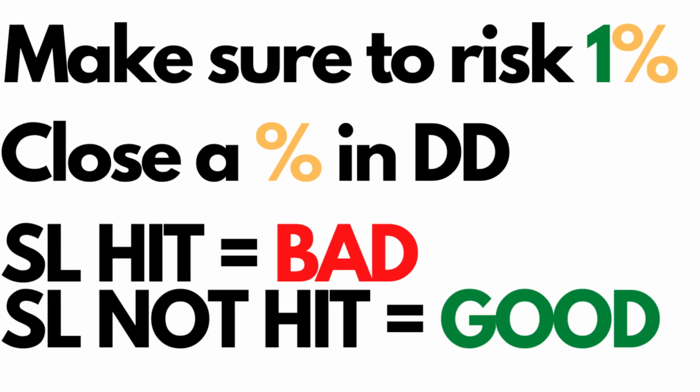And finally, the main point I want you to take away from this video is if price hits your stop loss, then that should be considered as a bad trade. But if you manage your risk well and you manage your trade very well, and price does not hit your stop loss and you still take a small or maybe 0.5% loss, then I think that should be counted as a good trade because it showed your ability to manage your risk and get the best out of the trade that you possibly can.